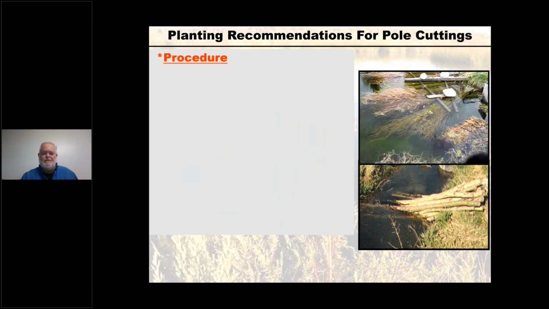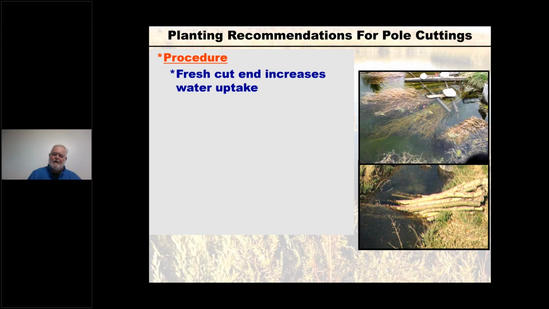So the procedure for planting cutting is you want a fresh cut end. It's just like when you go and get a Christmas tree at a Christmas tree lot, the first thing they do before they put it in your truck is they cut off a couple inches of the bottom of the tree. And what that does is open up the tubules in the bottom and allows the xylem and the phloem to work better, and it allows it to uptake the water.